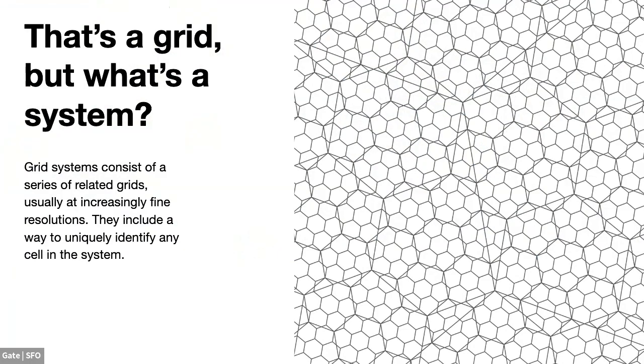So that's a grid. What's a grid system? A grid system has a couple things layered on top of this. It has a series of related grids, usually. Usually these are at different levels of resolution, so different granularities. And most grid systems have increasingly fine grids down to some small amount. H3 indexes down to about a square meter. And they include a unique way to identify any cell in the system, usually through a short identifier.